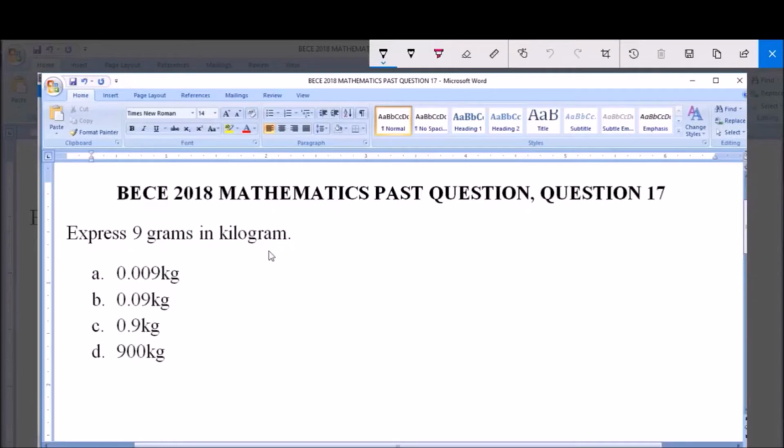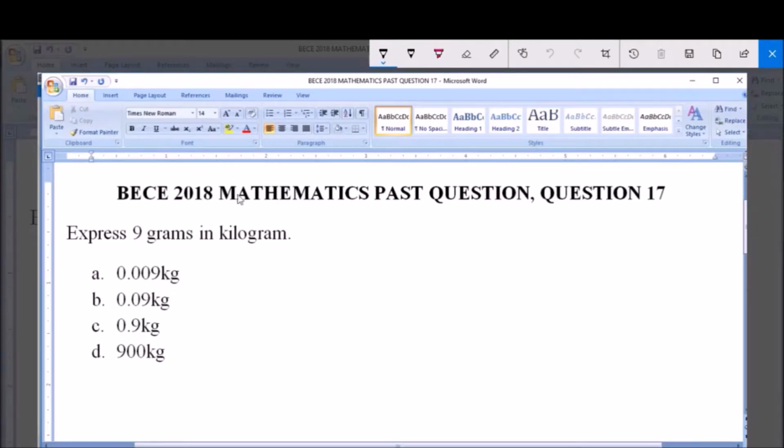Hello, good day and welcome. Today we're going to be dealing with BECE 2018 Mathematics Past Question, Question 17. Express 9 grams in kilogram. A 0.009 kg, B 0.09 kg, C 0.9 kg, and D 900 kg.